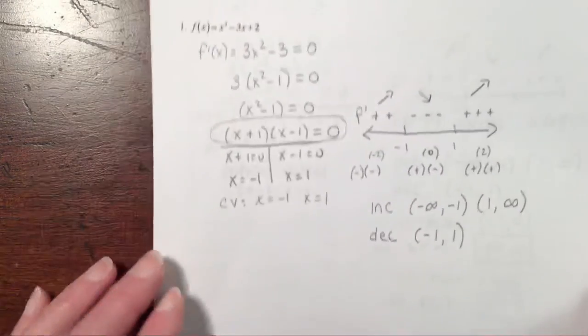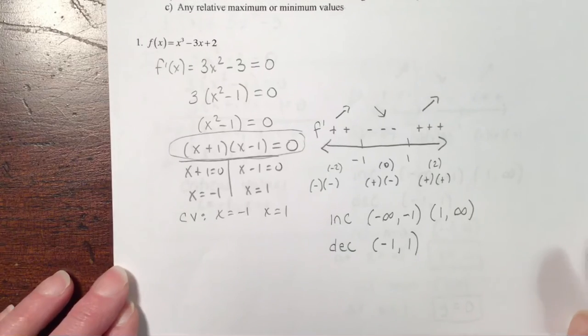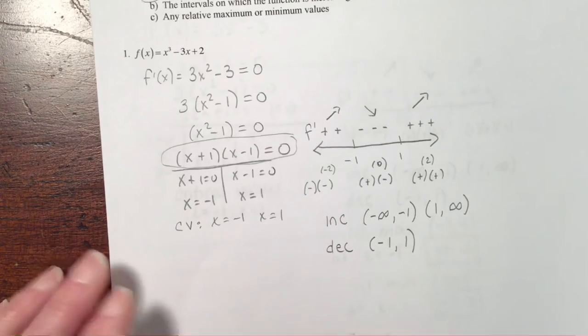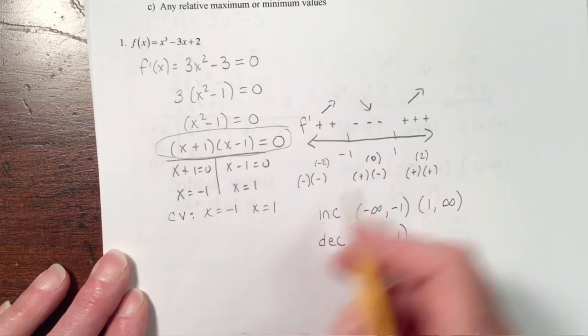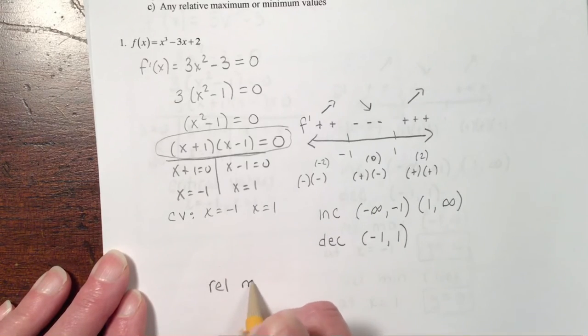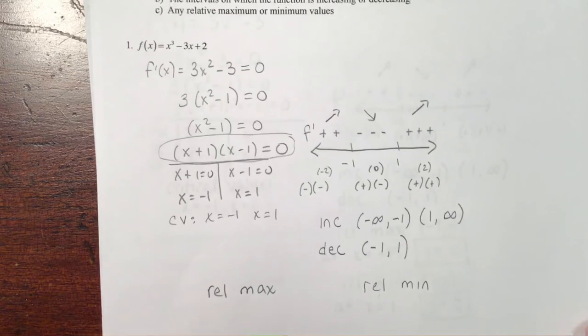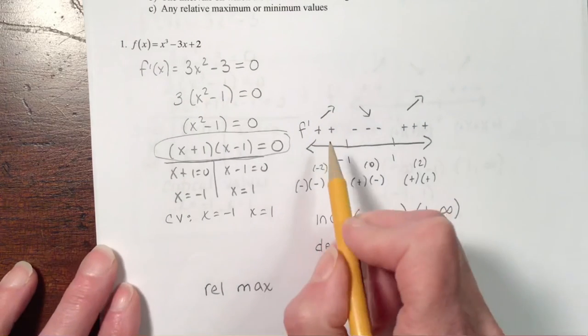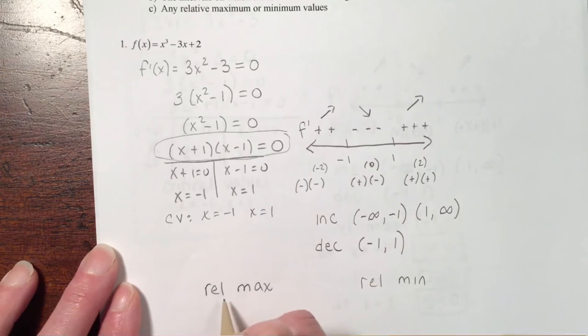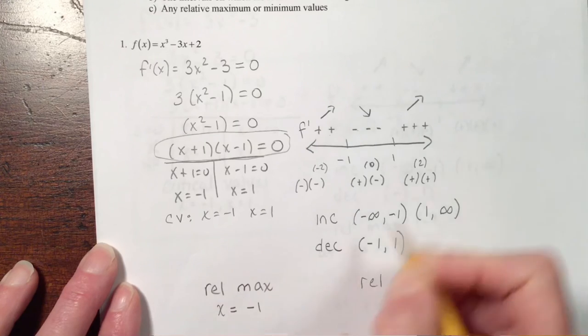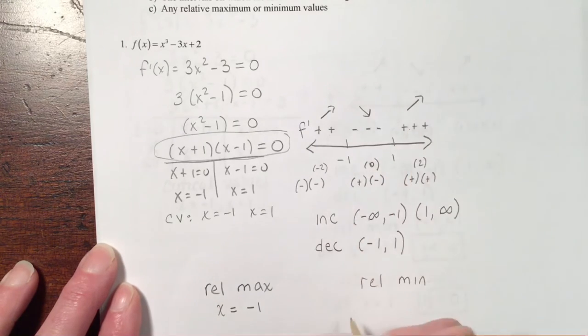And now let's talk about how we can describe any relative maximum or minimum values. Now remember, a maximum is going to be where the derivative goes from positive to negative, and a minimum value is going to occur when the derivative goes from negative to positive. So if I'm looking at my number line here, I'm going to have a maximum value when x equals -1, and I'm going to have a minimum value when x equals 1.